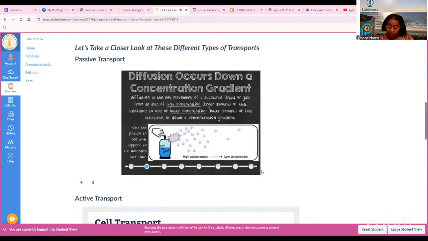Diffusion occurs down a concentration gradient. Diffusion is the net movement of a substance from an area of high concentration of that substance to one of lower concentration of that substance, or down a concentration gradient. Click the picture to see what happens to the molecules over time.